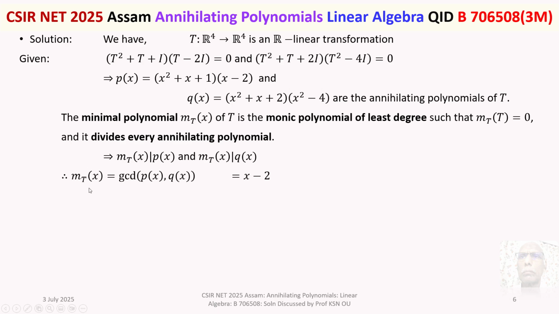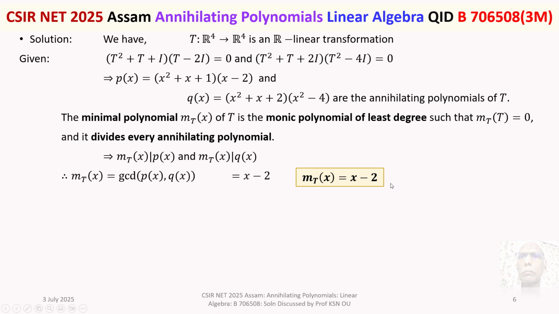So the minimal polynomial of T must be the GCD, the greatest common divisor, of the polynomials P(x) and Q(x). Look at these two polynomials P(x) and Q(x). What is the greatest common divisor? x - 2 is a common divisor, because in Q(x), x^2 - 4 is there, that is (x + 2)(x - 2). So x - 2 is a common divisor, and it is the greatest common divisor. You can see very easily. So therefore, the minimal polynomial of T is x - 2. Right. So that's what we have.